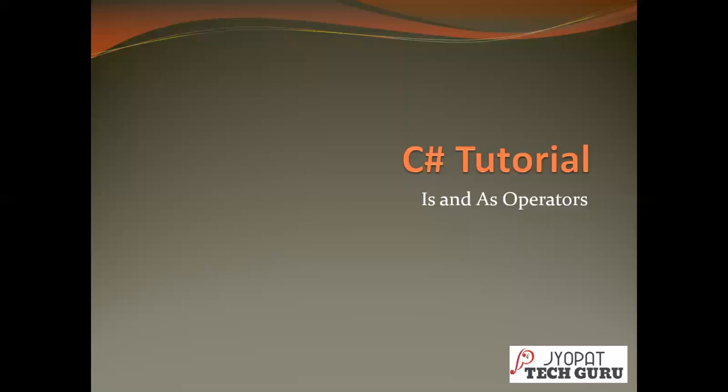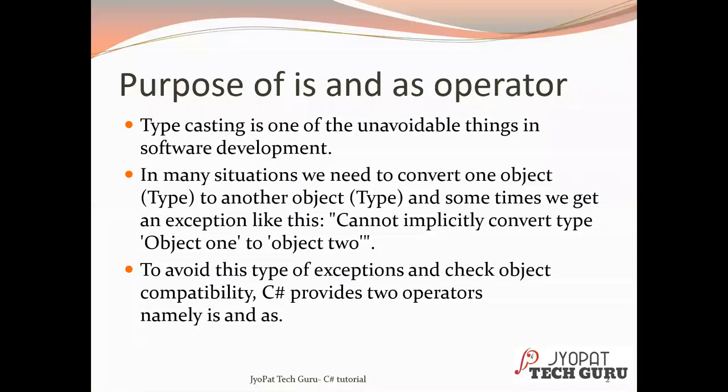So let us start the discussion regarding is and as operators. What is the main purpose of is and as operators? Many a times within the program, whenever you are trying to convert from one data type to another data type, we will get exceptions. These are unavoidable things within software development. Typecasting is very much necessary in many cases. So how to handle this?